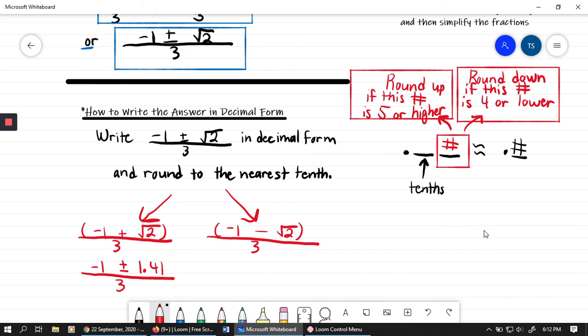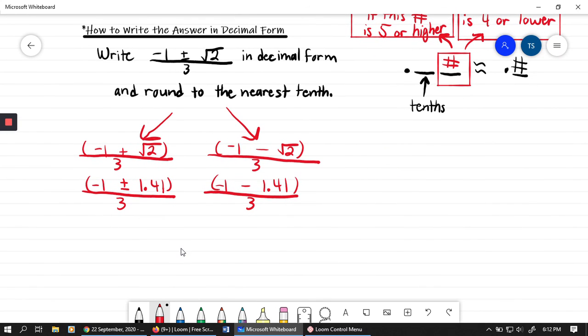Alright, so again, the square root of 2 is somewhere around 1.41. So again, you've got to actually calculate the square root of 2 and write that as a decimal, and then simplify it like this. So you want to go ahead and simplify the top of the fraction. Simplify the numerator, the top of the fraction first.